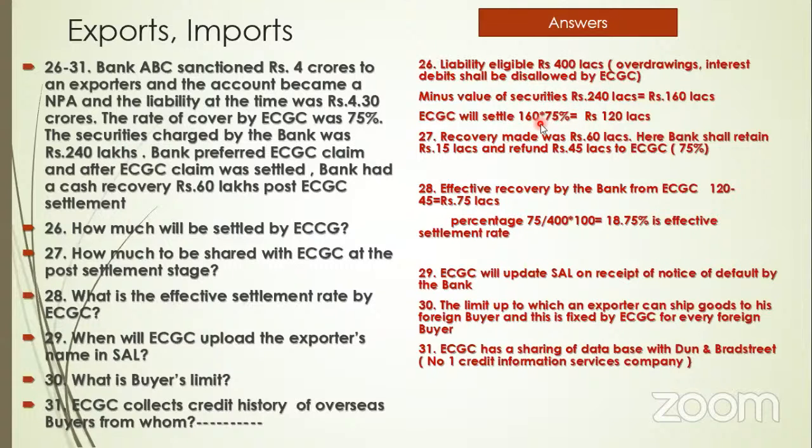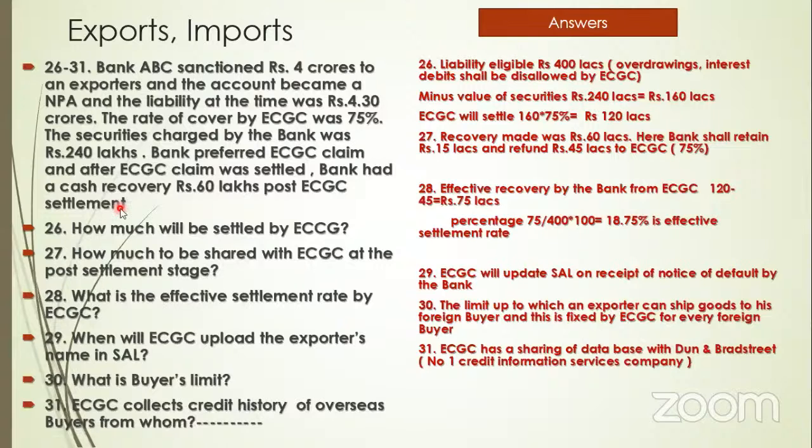On 1.60, they will not settle everything. They will settle only 70%. So they will settle 120 lakhs. Understood or not? Step by step, if you go through, you'll be convinced. Again, what happened? ECGC settled. This is how they will twist you. After the ECGC settlement, the bank made a cash recovery of 60 lakhs. ECGC settled in March or April.